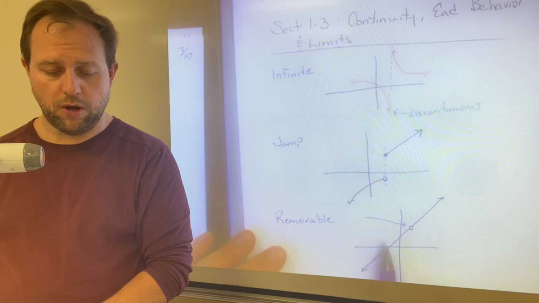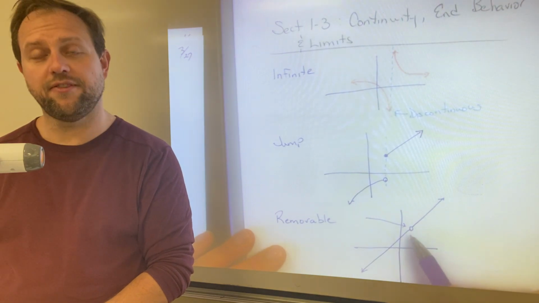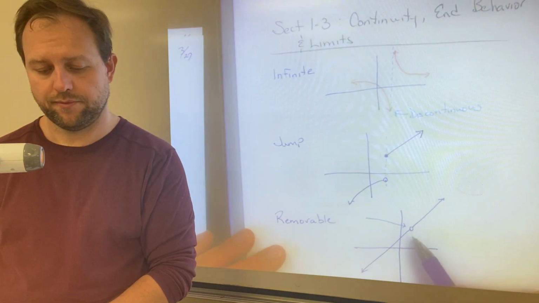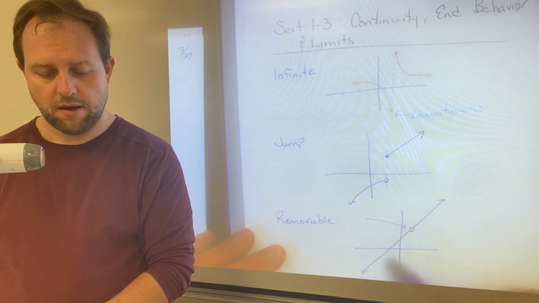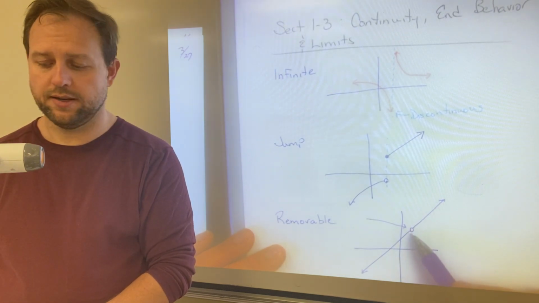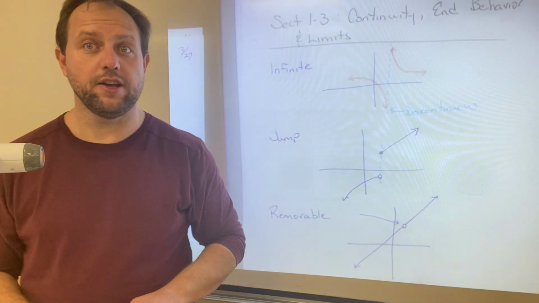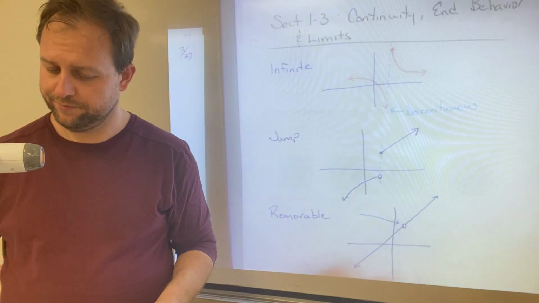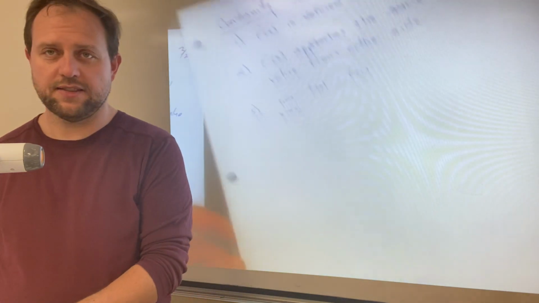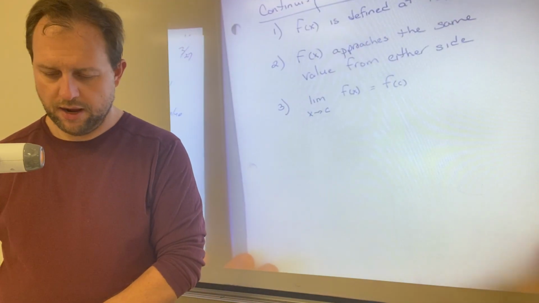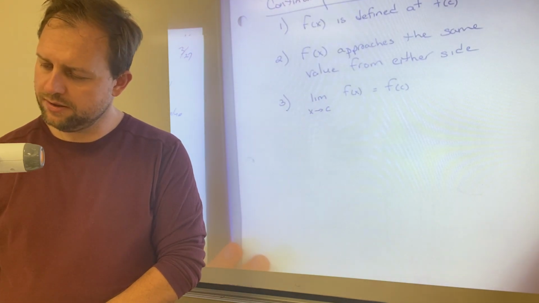For the removable, it is not defined at point C. It is approaching point C from both sides, and the limit's that point, but it doesn't have an actual value there. Okay? So if we look at these factors, and we look at some examples.